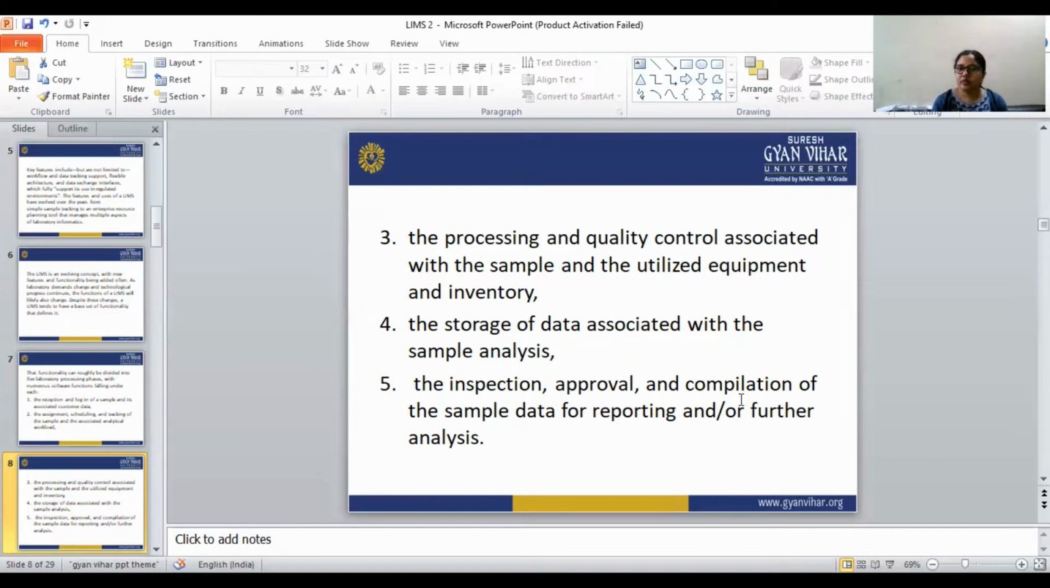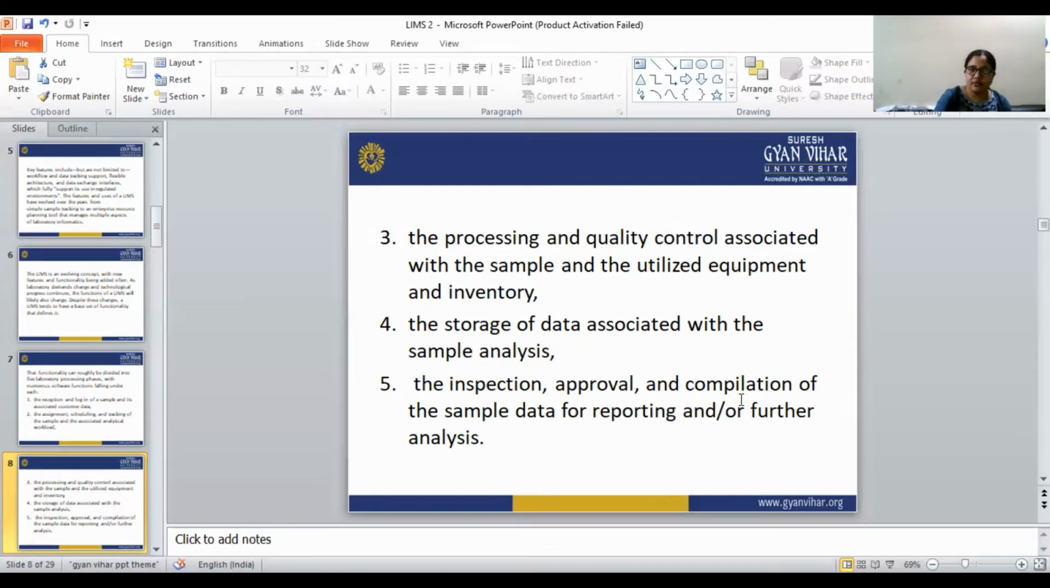Next is the inspection, approval, and compilation of the sample data for reporting or further analysis. So the fifth phase is inspection, approval, and compilation of the sample data.